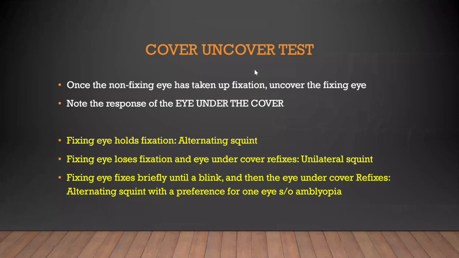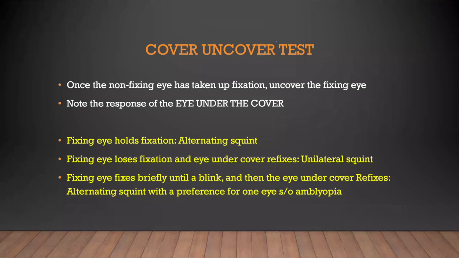So what can be the interpretation of this? Now, if the right eye did not hold fixation, that means your left eye held fixation. It would be an alternating squint. However, if the left eye loses fixation and the eye under cover refixates, that means the right eye refixates, it is a unilateral squint. That means it is a left squint only.